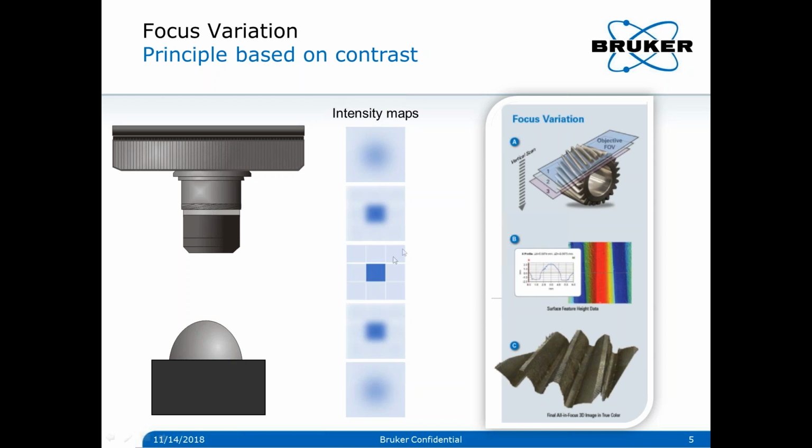So for every pixel, the system maps out the height for which the best contrast is provided in order to obtain a topography image, as you can see on the right, together with an infinite-focus color and intensity image, because at the same time that we record the height, the system also stores a color and intensity image, all in focus. So the conclusion here is that with the focus variation principle, we obtain two different pieces of information, topography and a color image, based on the contrast method.